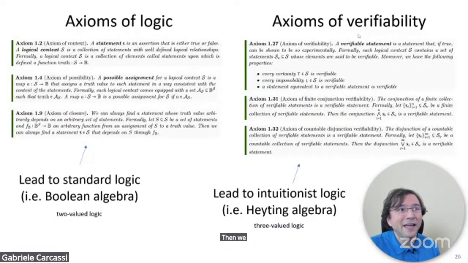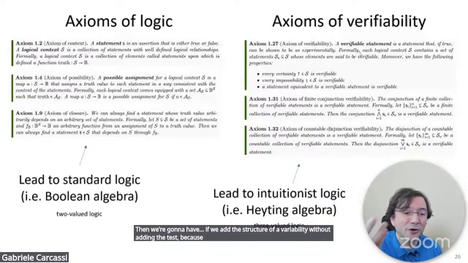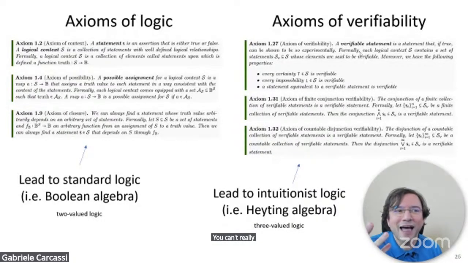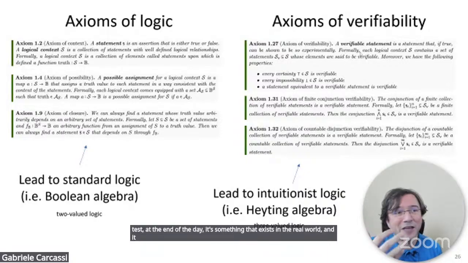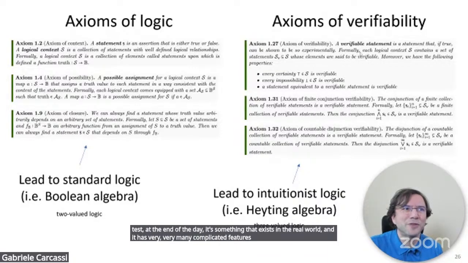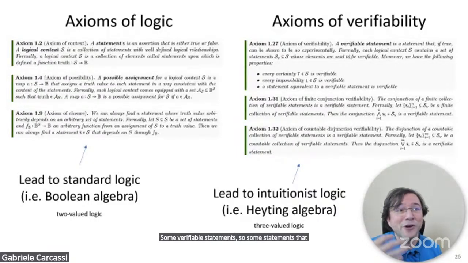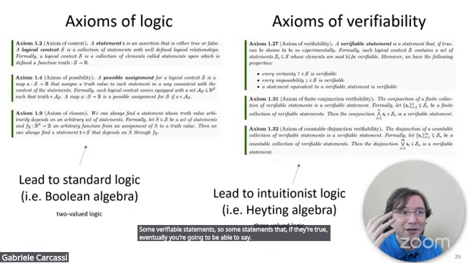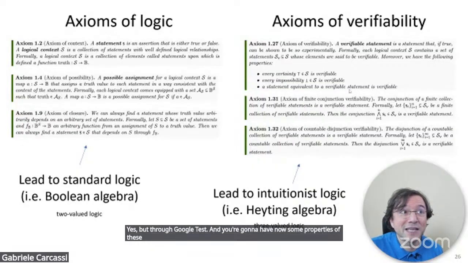And then we add the structure of verifiability without adding the test, because again, the tests are cumbersome, and you can't really fully formalize what a test is and how it works, because a test, at the end of the day, is something that exists in the real world, and it has very, very many complicated features. So you just assume that there are some verifiable statements, so some statements that if they're true, eventually you're going to be able to say, yes, they're true, with a test. And you're going to have now some properties of these verifiable statements that you can justify.